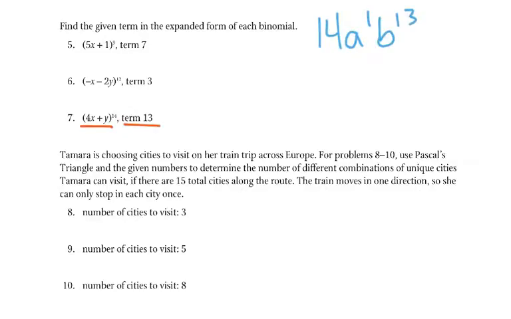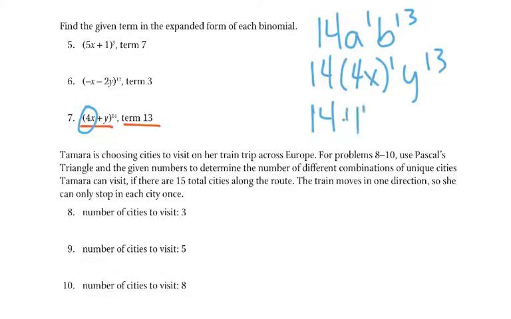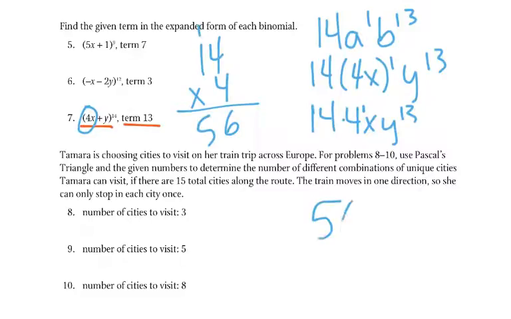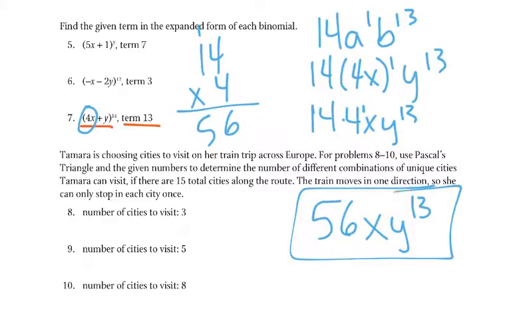B to the 13th. So we've got 4x, so 14 times 4x to the 1st, because that's A, and then y to the 13th for B. So this one doesn't end up being too bad. So we have 14 times 4x, y to the 13th. So 14 times 4 would give us 56. So 56x, y to the 13th would be the 13th term here.